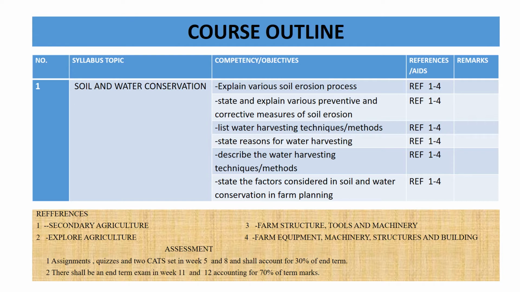In our list of references, we have KLB Secondary Agriculture, a book known as Explore Agriculture, Farm Structure, Tools and Machinery, and lastly, Farm Equipment, Machinery, Structures and Building.